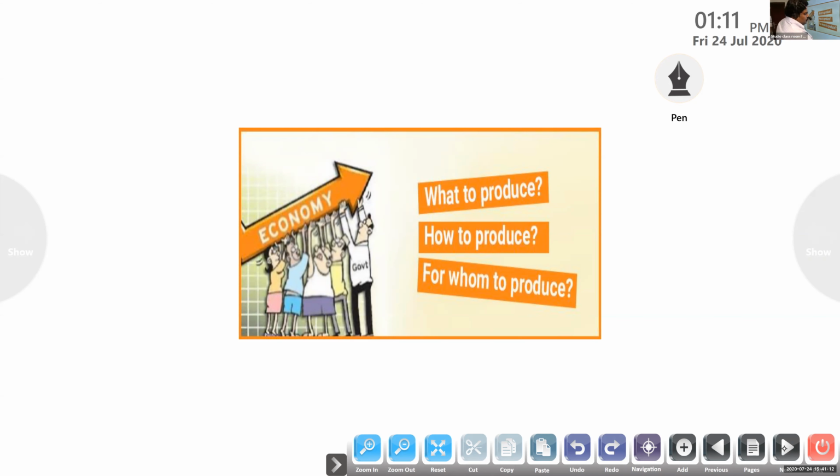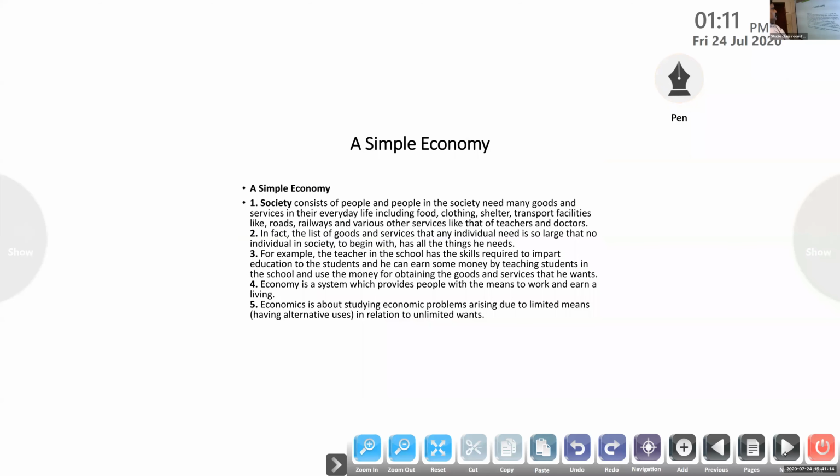Okay. So we know that society consists of people, and people in the society need many goods and services in their everyday life, including food, clothing, shelter, and transport facilities. These are called the primary needs. What are the primary needs? Food, shelter, clothing. They are basically considered primary needs.